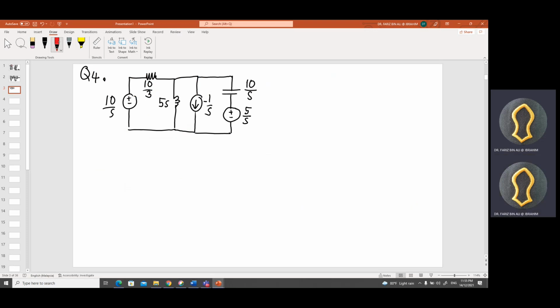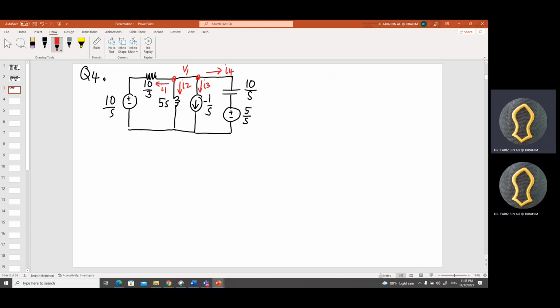If you want to choose node analysis, you have to label all the currents and you have to label all the nodes. Here, let's say I label the node above here as V1. Here is V1. And then I have to label all the currents. Let's say I label here to the left, this is I1. And then one current down here, this is I2. And then this is, let's say, I3. And then here, this is I4.